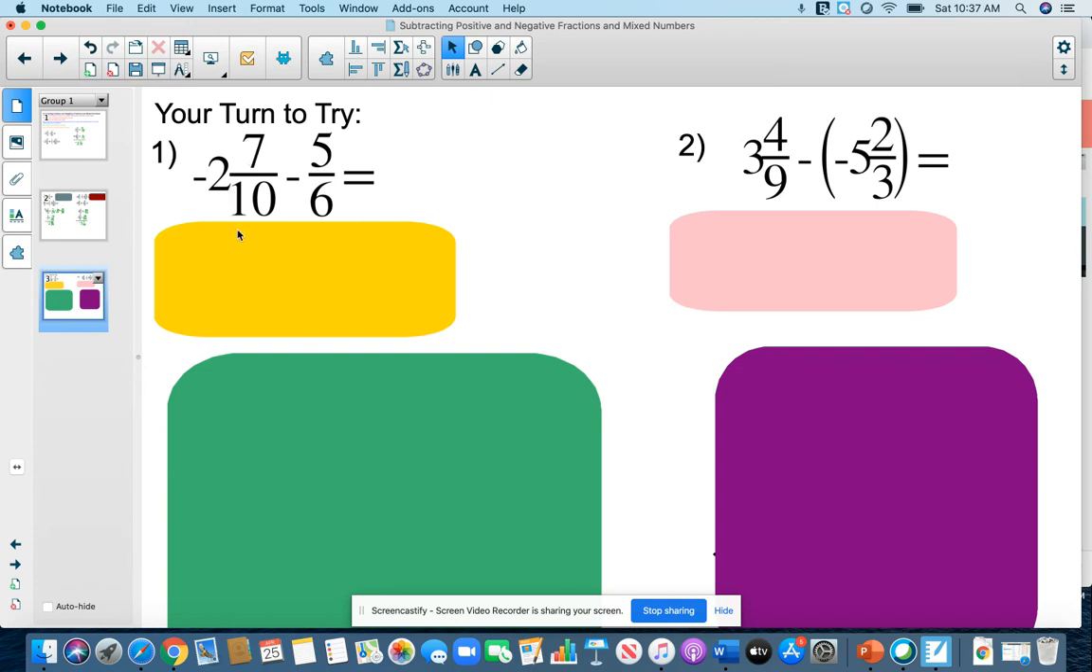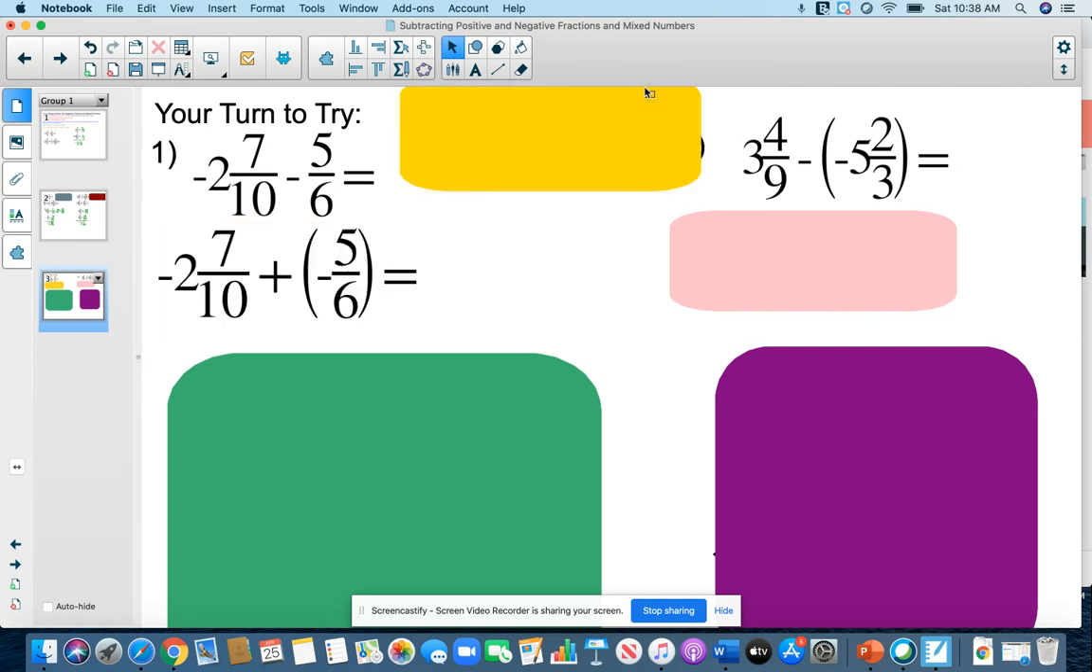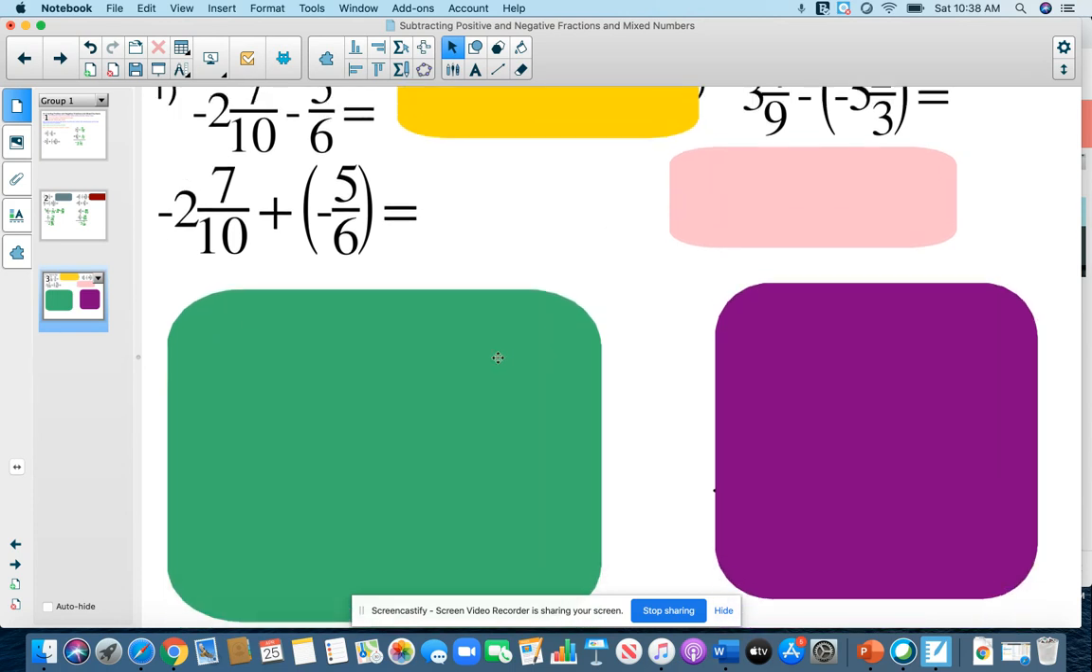So the addition problem for this, you need to change it to an addition problem, which would be a negative 2 and 7/10 plus, because you changed subtracting to addition, and the opposite, which would be a negative 5/6. And the signs are the same, so we are going to go ahead and add them.